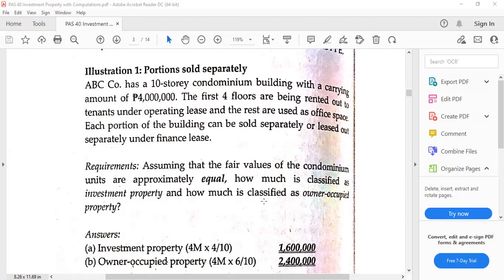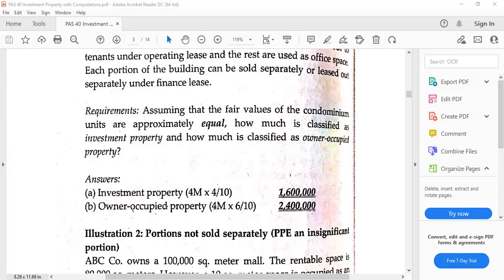All right, and now we are done with the minute and let's go over that particular question. So 4 floors are rented out under operating lease and the rest is office space. So the 6 floors, meaning we can develop fraction 4/10 since there are 10 stories in the condominium building, and then 6/10 for the owner-occupied property or the PPE. So that's 4M times 4/10 and 4 million times 6/10 to get the two amounts accordingly, 1.6M and 2.4M.